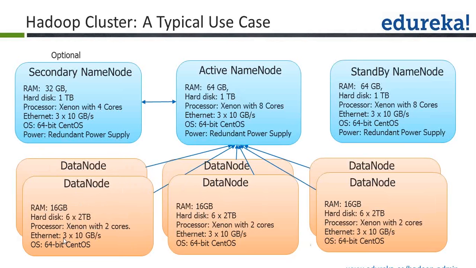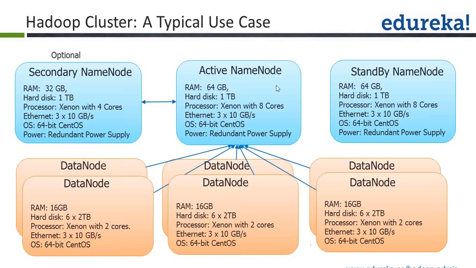Then you have Ethernet interfaces. You need to have multiple interfaces, and then you take CentOS, any 64-bit operating system. CentOS is just an example we are giving here, but typically you can also go with Red Hat Linux, RHEL, SUSE, OEL, or any of the flavors available. These are all open source, and you don't need to purchase a license for it. Only for the support would you need to pay.